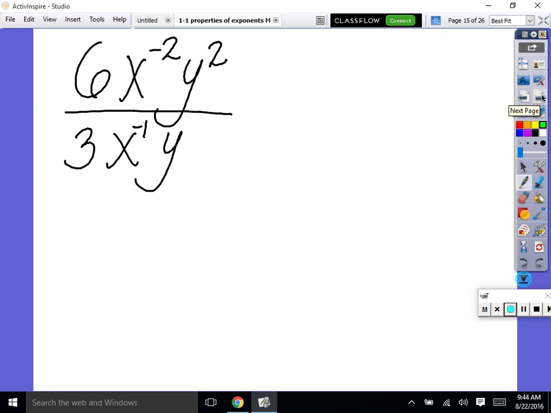Here we go. 6x to the negative 2, y squared. Everybody watch. We're going to simplify it in sections. 6 divided by 3. That does simplify. Don't they both divide by 3? 6 and 3? So 6 divides by 3 and becomes a 2, right?